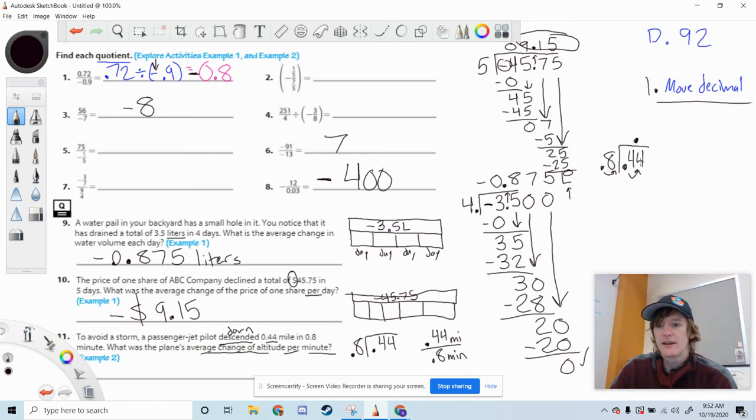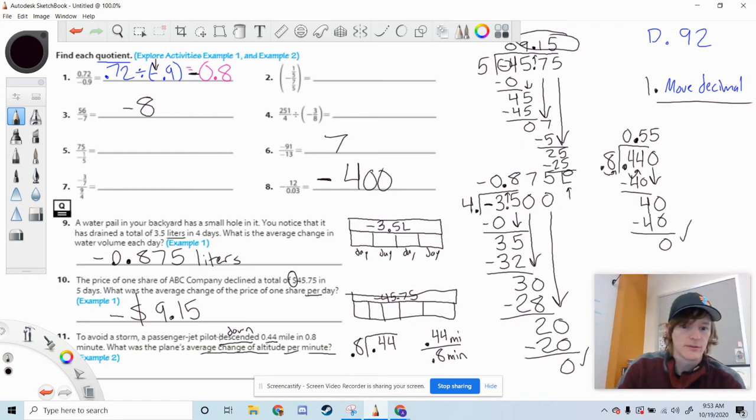So how many 8s are in 4? None. How many 8s are in 44? 5. 8 times 5 is 40. Subtract. I have 4, so I'm not done. I've got a 0 to bring down. 8s in 40, again, is 5. 8 times 5 is 40. Subtract, and I am done now. So remember it's descending, so it goes down 0.55 miles per minute. Okay.